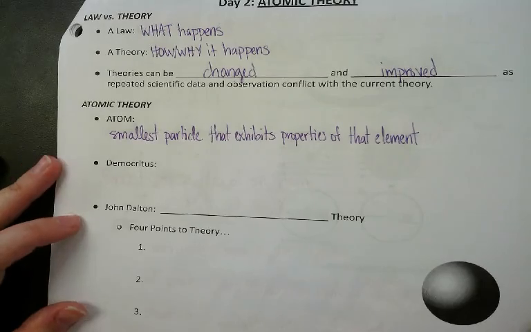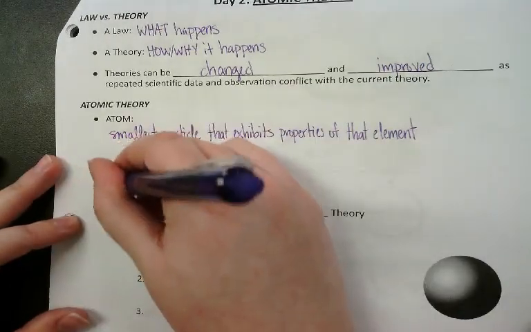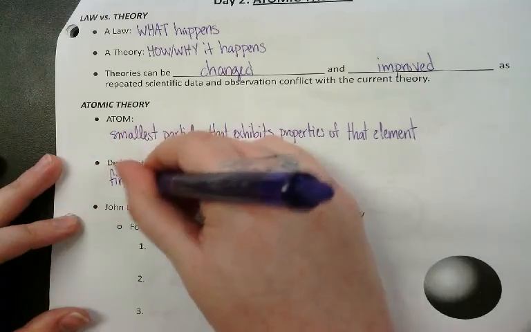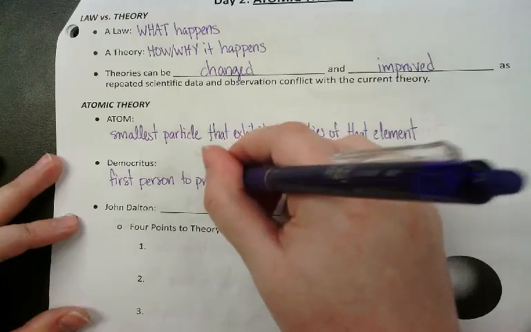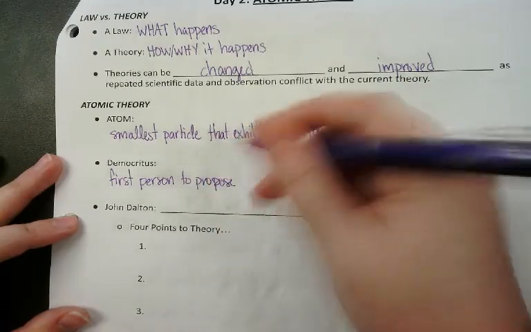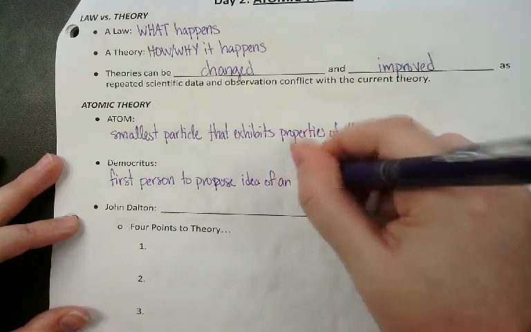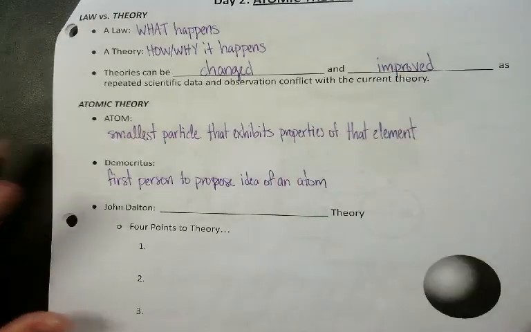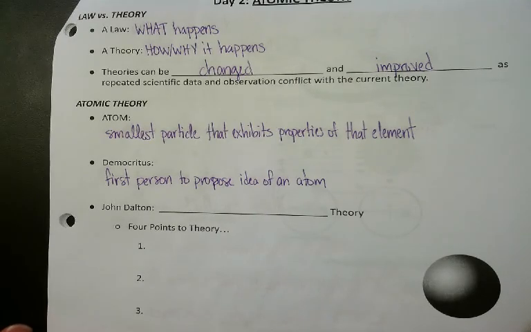Okay? The first person to propose the idea of an atom was Democritus. So he was the first person to propose the idea of an atom. And he didn't really do anything else with it. He was like, yo, I think an atom is a thing, and left it at that.